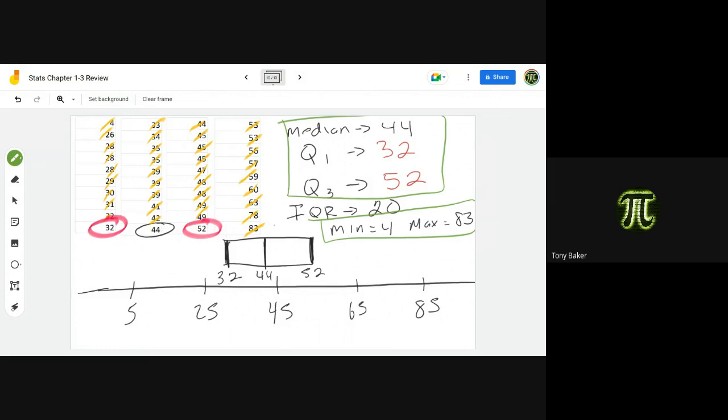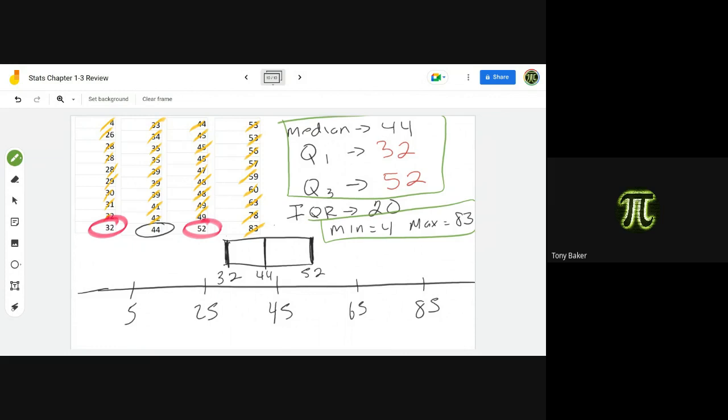I thought the max did change. It does in the actual box and whisker plot. It doesn't in terms of the 5-number summary. That's why I'd asked you after that question. If you did it, it's fine. I'm not marking it wrong. But when you list your 5-number summary, it's just the 5 numbers. You're not going to include your fences and stuff like that in it.